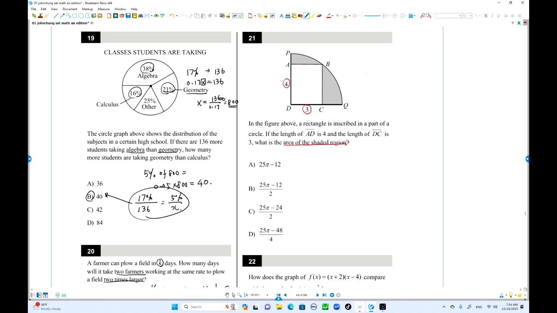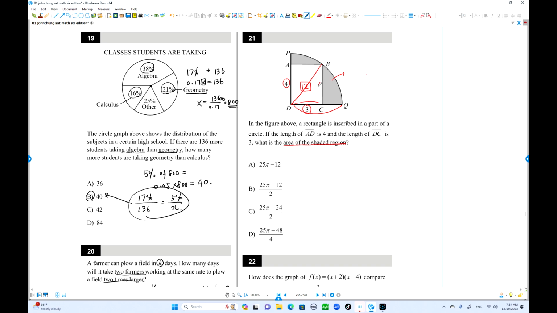The plan is to find the area of this quarter of a circle and take away the area of the rectangle. 3 times 4 is 12, right? So to find the area of this sector, we need the radius. Where is the radius? This is not the radius. This is the radius. This is also a radius.